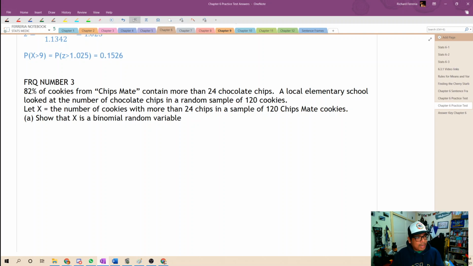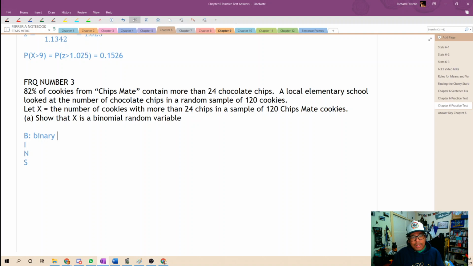So the first part here is to show that x, which is the number of cookies with a lot of chocolate chips, is a binomial random variable. And we know we have a binomial random variable if we satisfy every part of BINS. B stands for binary. So do we have a binary outcome? Is it only two things that can happen?